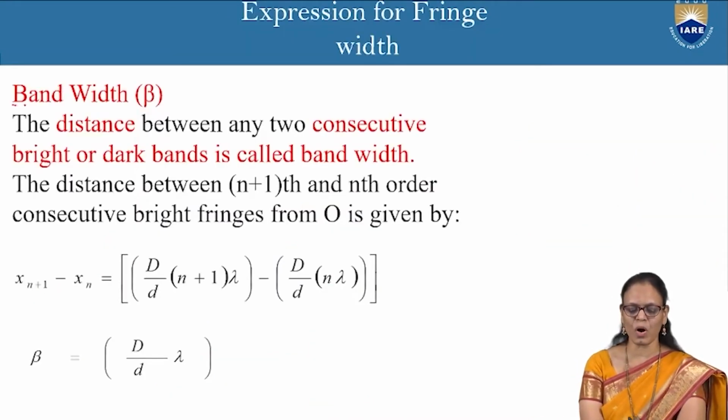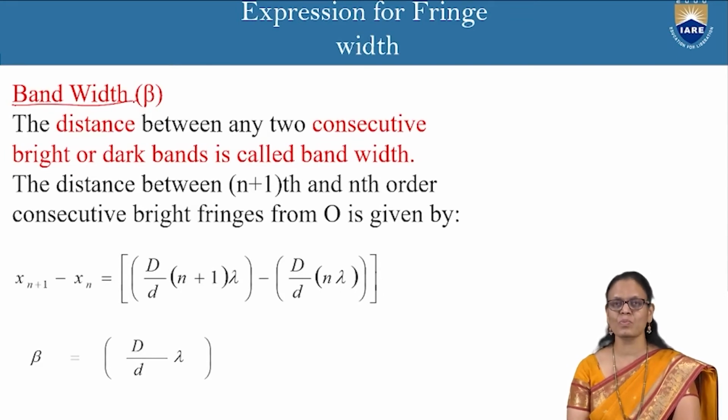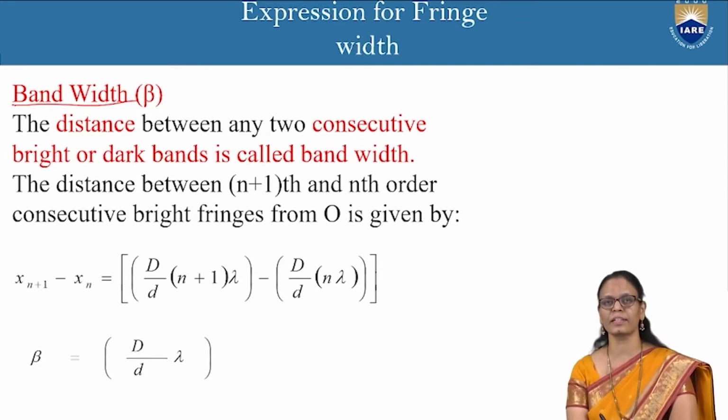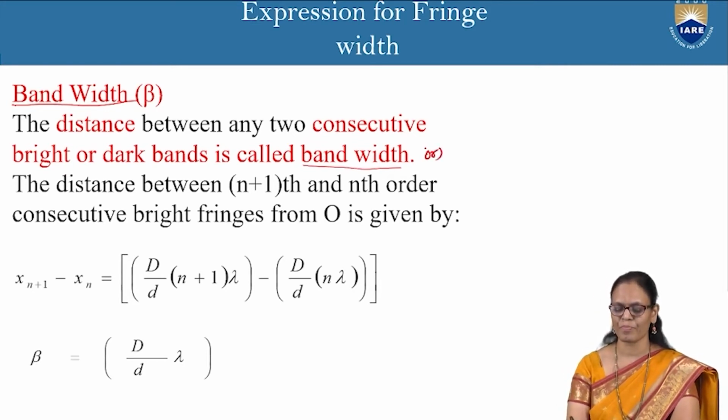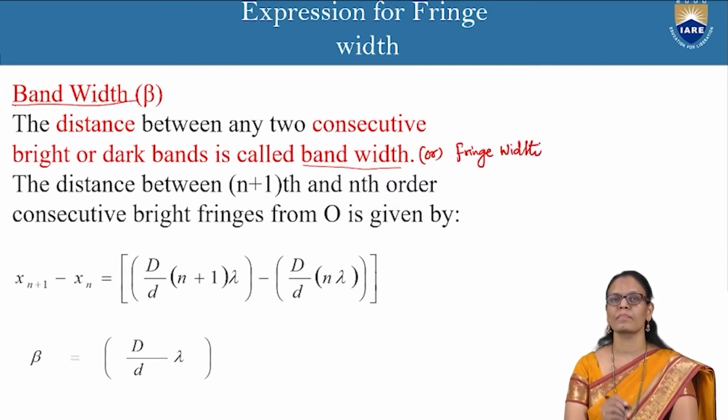So fringe width or bandwidth is what? First, let us try to understand the definition. Distance between any two consecutive dark or bright bands is called the bandwidth or the fringe width. Because we have named the topic as fringe width, otherwise both mean the same.